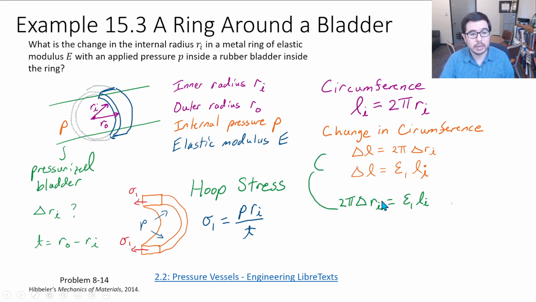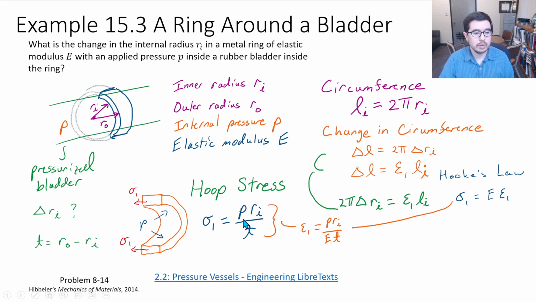And we have 2 pi delta Ri from over here is equal to epsilon 1 Li. And epsilon is here, sigma is here, and we have an elastic modulus. So we pull out Hooke's law, and we say sigma 1 is equal to E epsilon 1. Okay? And then we can combine Hooke's law and the hoop stress to say that epsilon 1 is going to be PRi over ET. I think you can see where we're going now, right? Now we have epsilon 1, we have epsilon 1, and we can then do that substitution.